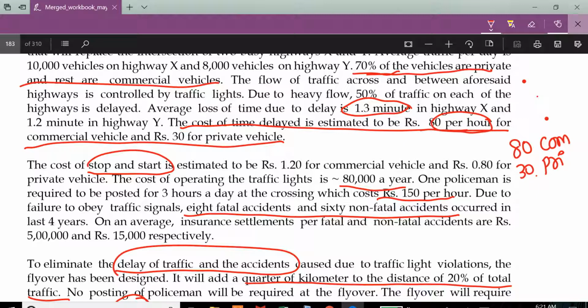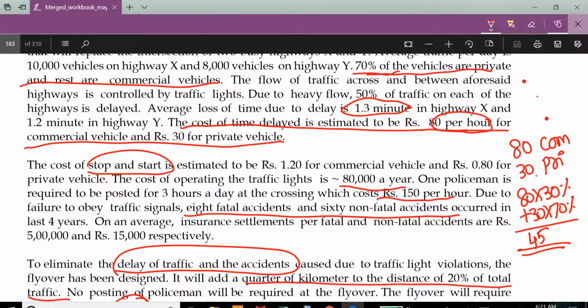If I have to write a single number, that number is 80 rupees into 30% plus 30 rupees into 70%. This is technically called a weighted average. I can do source, cost, weight, product. Commercial vehicle 80 rupees delay, 30% weight. Private vehicle 30 rupees delay, 70% weight. So on an average, 45 rupees per hour is the cost.